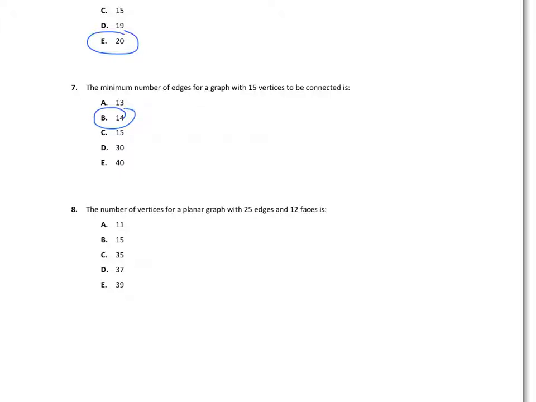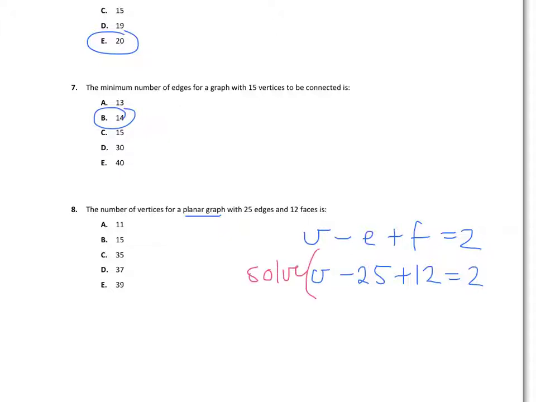And number 8, the number of vertices for a planar graph. So the key word here is planar. That tells you need to use Euler's formula: vertices minus edges plus faces equals 2. We know that the number of edges is 25 and the faces is 12, and we need to solve for the number of vertices. So we can either solve that by hand or using our calculator. And we end up with the number of vertices is 15, so our answer is B.